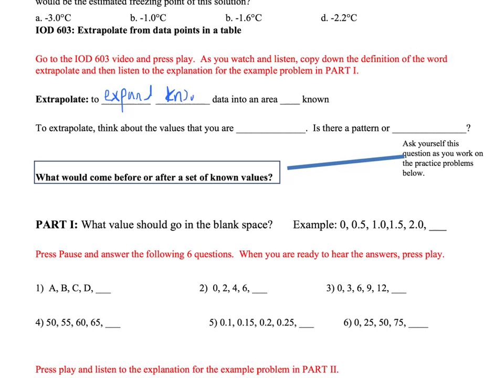Okay, so to extrapolate, please take these notes down on your paper, is to expand known data into an area not known. Okay, so again, very similar to interpolate, but instead of between 2 data points, it's outside. We're expanding, but we're still estimating. To extrapolate, we need to think about what you are given. Is there a pattern or a trend? And as we're working today, we're going to be asking ourselves this question. What would come before or after a whole set of known values?